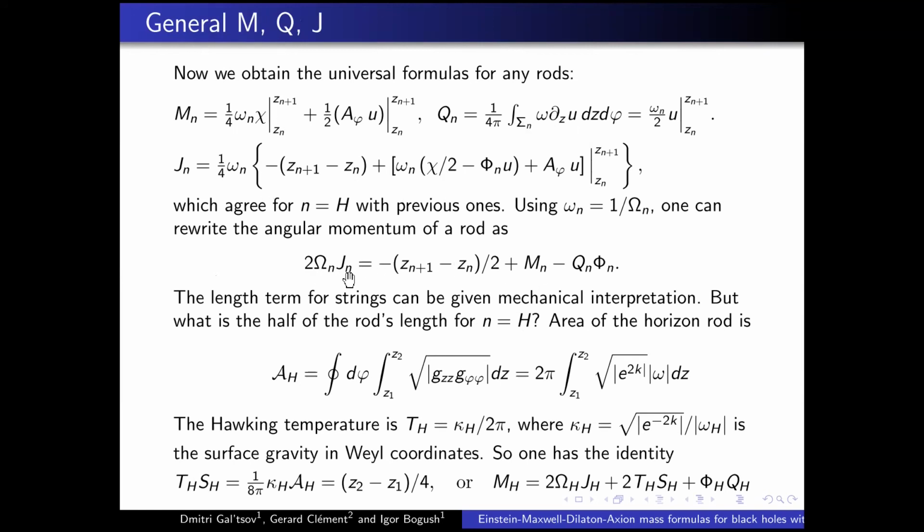And we have a rotation term, a mass term, and a charge term, and this should replace the area term. And it replaces it indeed, because in Weyl coordinates, if you calculate the area of the horizon, it will be exactly the length of the horizon rod divided by a quarter. And finally, you express it in terms of temperature, and you will get the same as before.